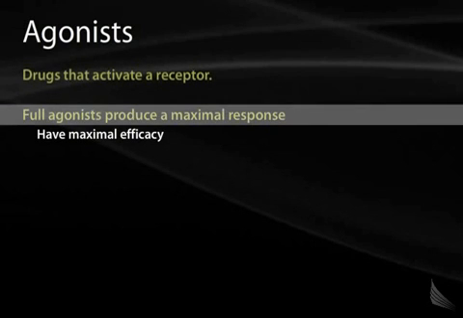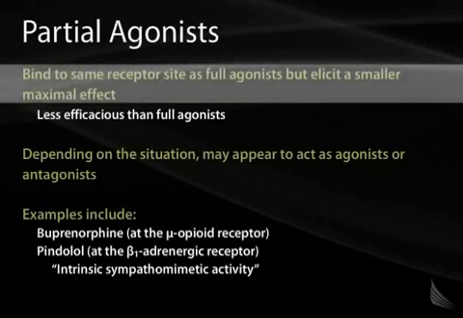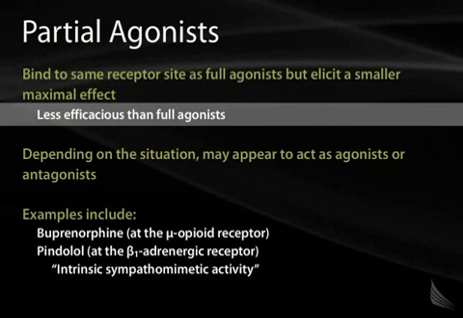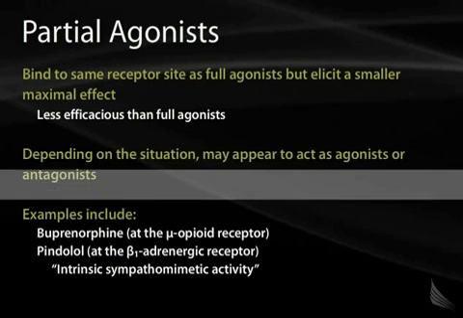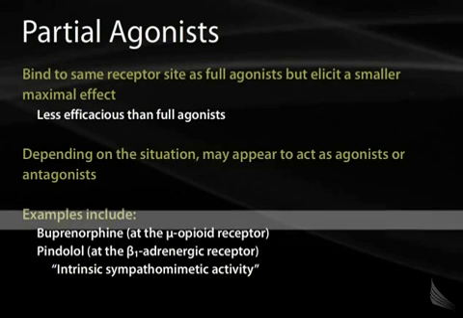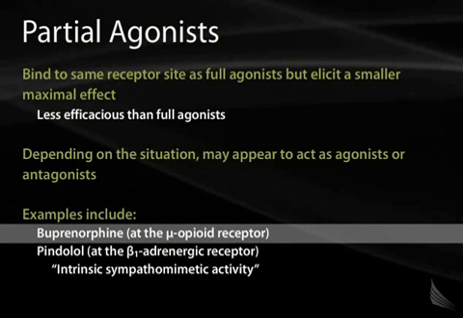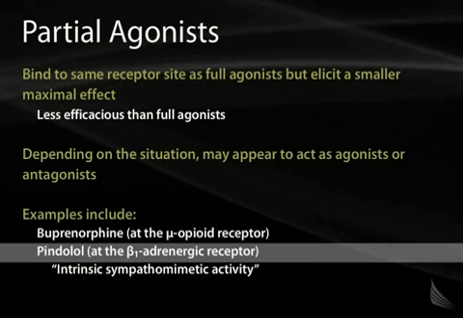Full agonists would produce a maximal response from that receptor, whereas partial agonists will bind to the same receptor site usually as a full agonist, but will elicit a smaller maximal effect. They're by definition less efficacious than full agonists. And depending upon the situation in which they're used, they may appear to act as an agonist or an antagonist. Some examples of partial agonists include buprenorphine at the mu-opioid receptor and pindolol at the beta-1 adrenergic receptor.